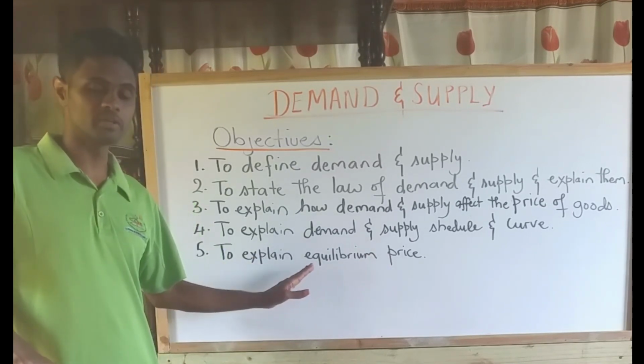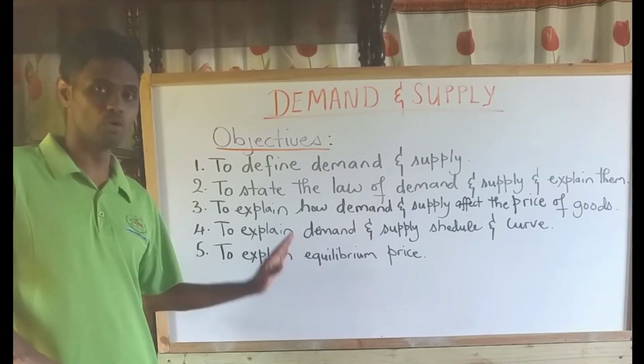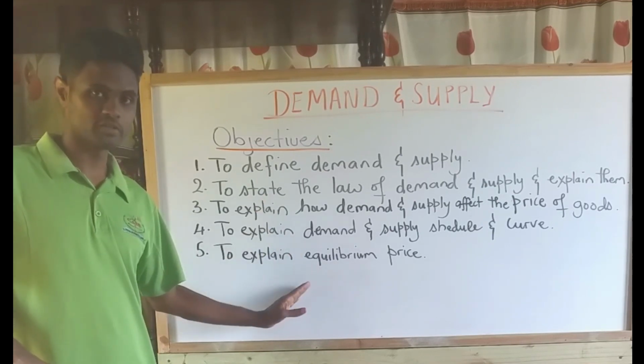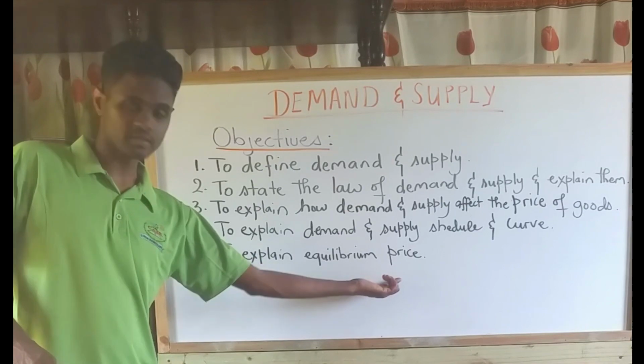Equilibrium price is when the market is stable. There is no oversupply of goods or shortage of goods. Now this is when the market is stable.